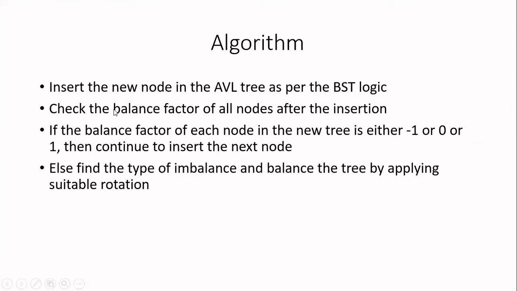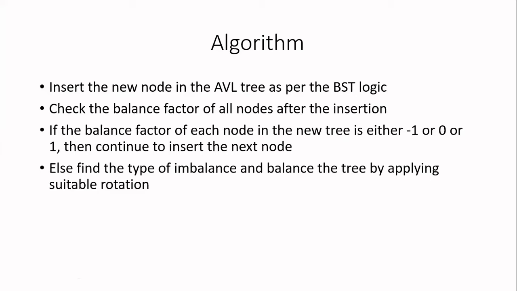And once you insert the node, you are going to check for the balance factor of all the nodes after the insertion. If the balance factor of each node in the new tree is either -1 or 0 or 1, you will continue to insert the next node because everything is perfect. Else, there is something which is going to increase the height of the tree. So we are going to balance the height.